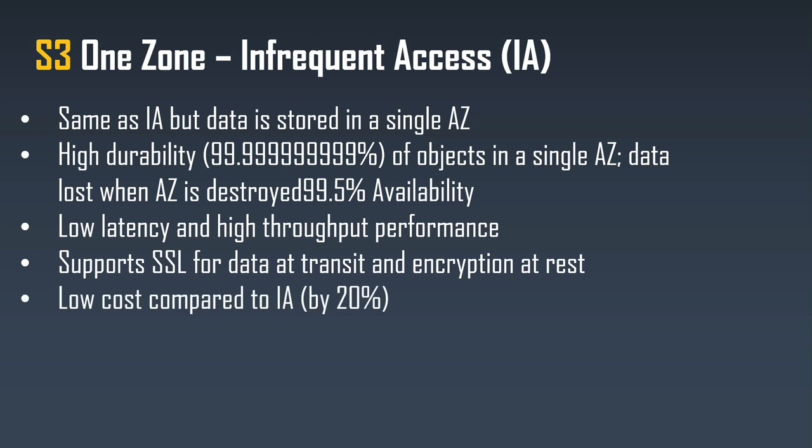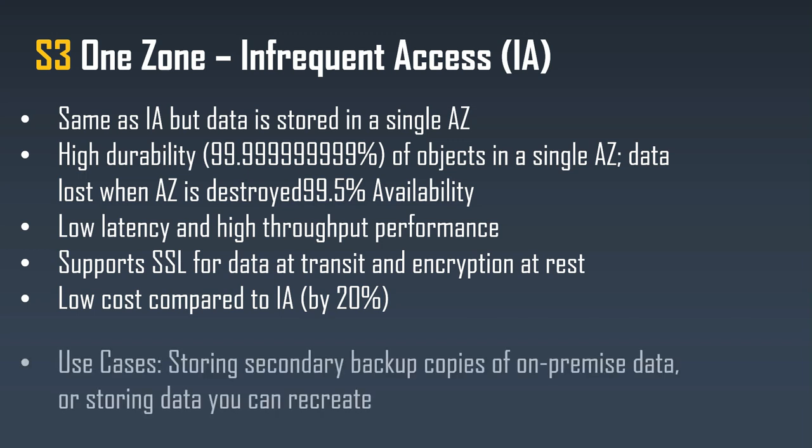So now the use case for One Zone IA is to store secondary backup copies of on-premises data, or to store any type of data we can recreate. So what type of data can we recreate? Well, for example, we can recreate thumbnails for an image. We can store the image on S3 general purpose and we can store the thumbnail on S3 One Zone infrequent access. And if we need to recreate that thumbnail over time, we can easily do that from the main image.